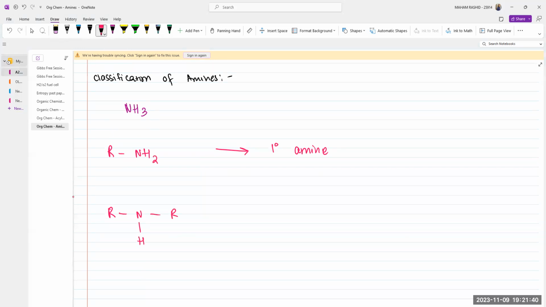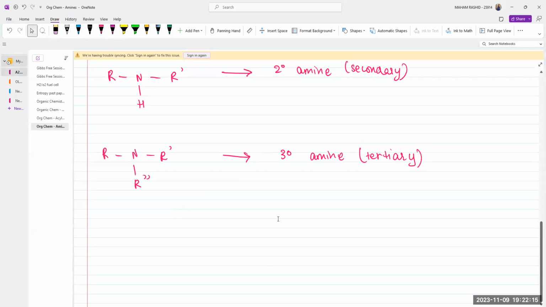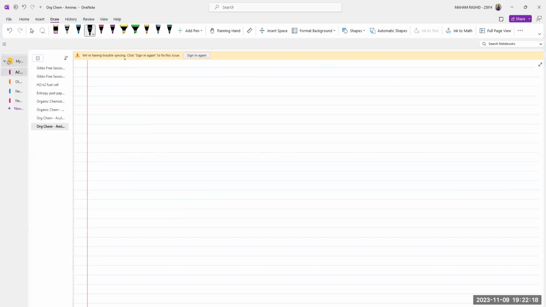Now when I have two R groups, I'll have one hydrogen left. This gives me a secondary amine. And lastly, all three hydrogens replaced by R groups. This gives me tertiary. Okay, so we're done with the classification. Now we'll do a bit of naming.